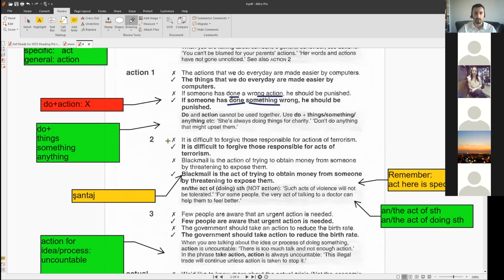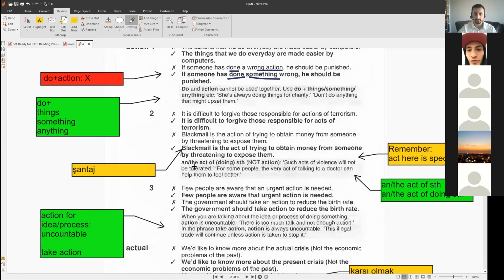Next part, number 2, action number 2. Let's ask another volunteer to read this part. Yes, Altan again. It is difficult to forgive those responsible for action of terrorism. So, right one? It is difficult to forgive those responsible for acts of terrorism.